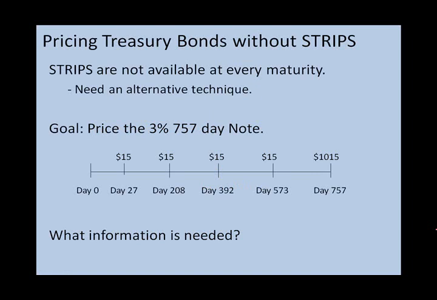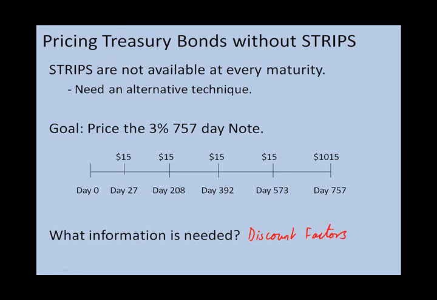The goal of this video is to price the 3% 757-day note. This is the same note that we valued using strips in the last video. Here we have the timeline for the interest payments and the principal repayment on this note. What information do we need though to price this note? We need discount factors. We need to know how to bring all these cash flows back to the present day.